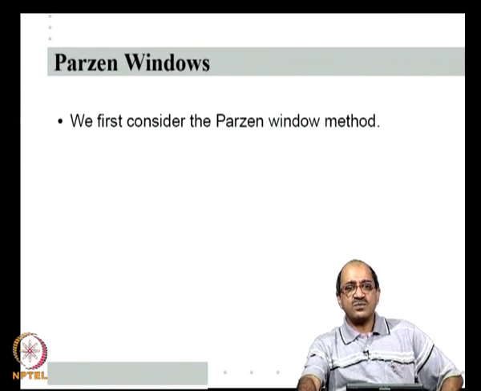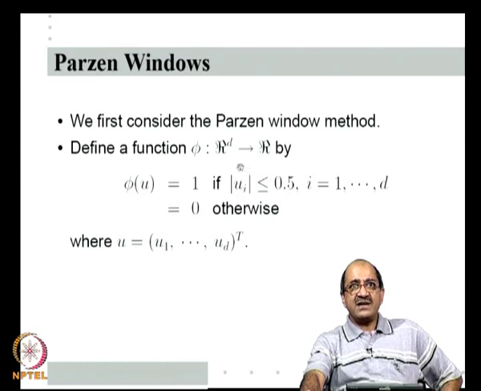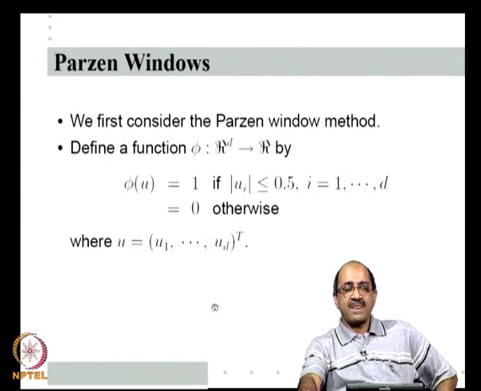We will just introduce Parzen windows in this class, and then we will stop. Then we will first consider the Parzen window method. Let us say I define a function phi, which maps d-dimensional space, which is my feature vector dimension, to R, as phi of u is 1 if the absolute value of each component of u is less than 0.5, 0 otherwise. So, u I am using as a vector of d components u1 to ud. As per our notation, there are no bold letters to denote vectors, this is all from context.